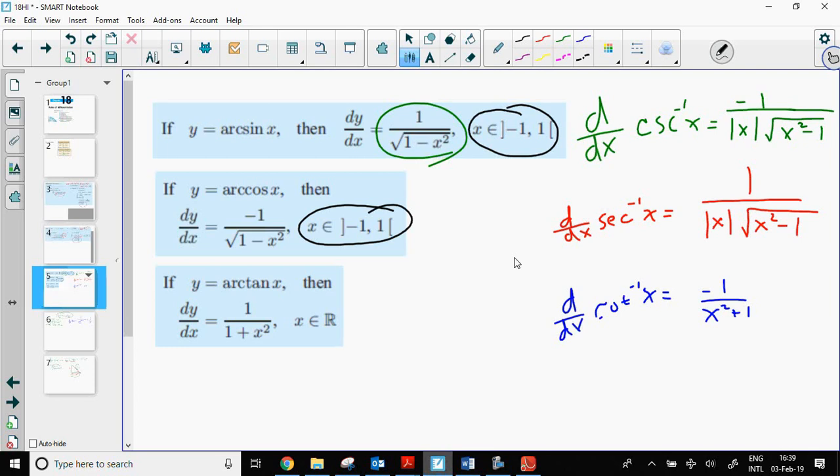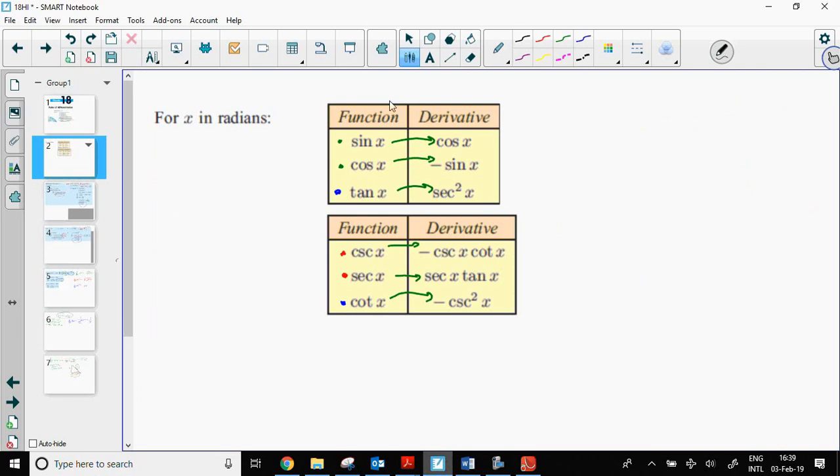So what do we need to know here? Really, it's these 3 formulas, and it's these 6 formulas. But again, all of which are in the data booklet. We just got to practice with them, playing with other functions, and as always, the chain rule.